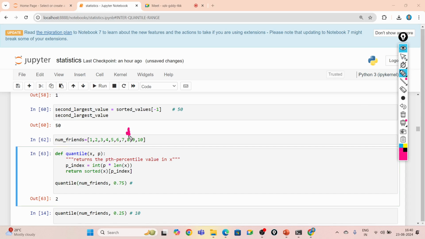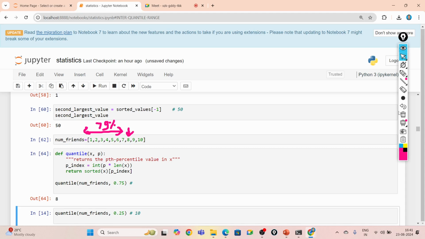It should be 80. Below 80 you will have all the values representing less than 80%, so you will get a maximum of up to 79%, right? So for 0.75, if you run this, what is your answer? You will get the answer as 8. Hope this concept is clear.